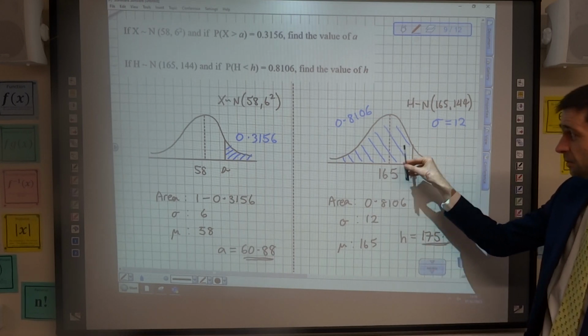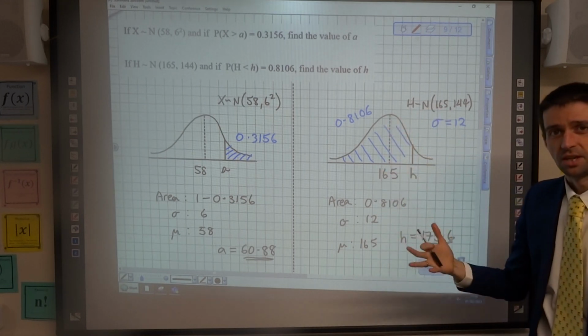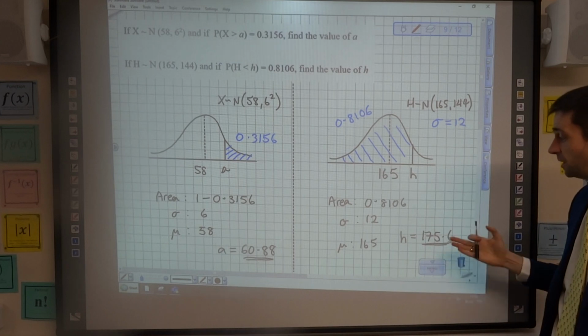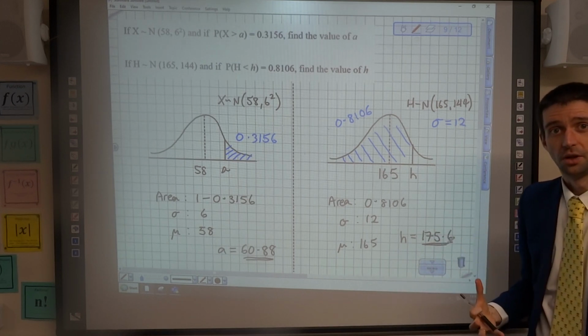We expected a value that was greater than the mean. Drawing the picture has helped us get a sense of what our answer is likely to be and check that the answer that we get is realistic. So always a good idea to draw a diagram.